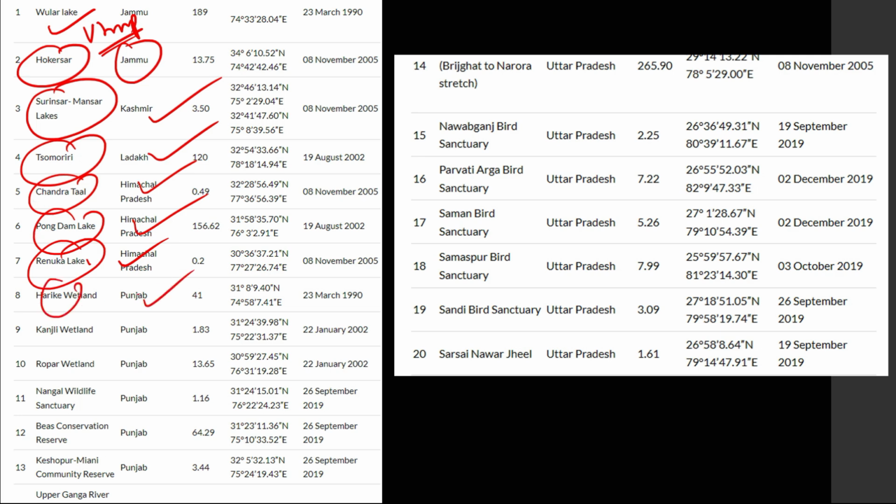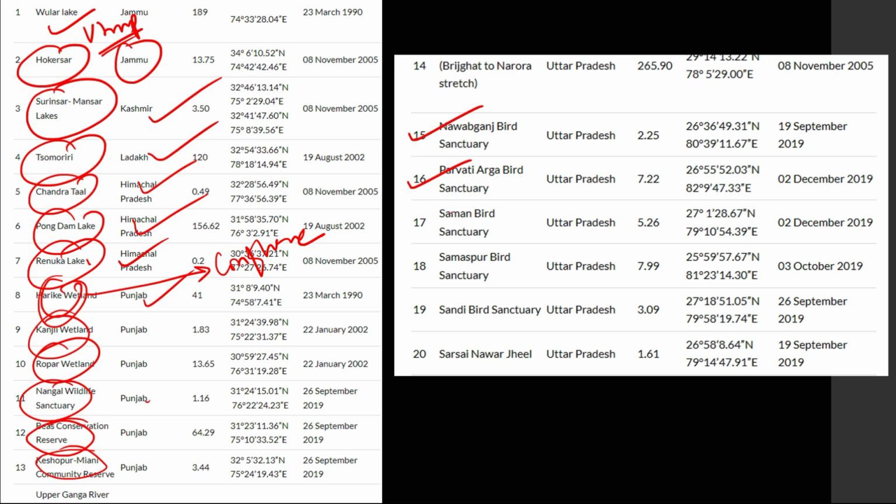Then Harike in Punjab. Harike, guys, you can see the confluence of river, that was asked in UPSC. Then Kanjli Wetland, Ropar Wetland, then Nangal Wildlife Sanctuary in Punjab, then Beas Conservation Reserve, and then Keshopur Miani Community Reserve. Next you can see in Uttar Pradesh Nawabganj Bird Sanctuary, Parvati Agra Bird Sanctuary, Saman Bird Sanctuary, then Samaspur Bird Sanctuary. These are some important bird sanctuaries.